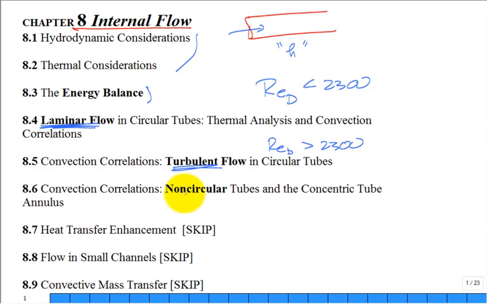And then once we've finished with circular tubes or pipes, then we'll take a look at non-circular passages like ducts, rectangular ducts or other things, and even concentric tube annulus. We skip and skip. We just don't have enough time to cover all of Chapter 8. All right, let's jump into it.